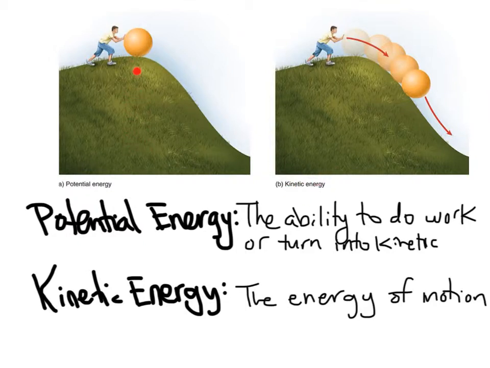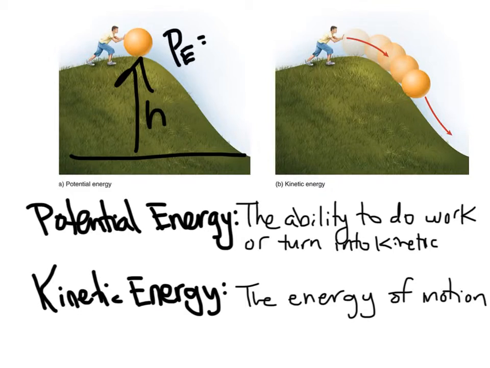So the taller something is, the more potential energy it has. Let's say this is height. It turns out that potential energy is mgh, and we'll talk about these formulas in a minute. But mass, the more massive something is, the more potential energy it has. The stronger the acceleration due to gravity, the more potential energy something has. And the higher something is, the more potential energy it has.